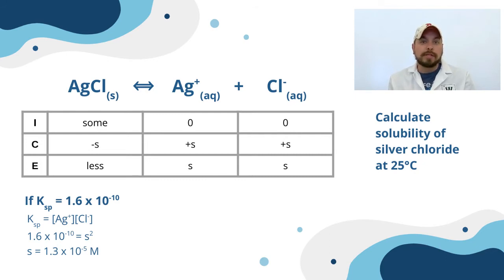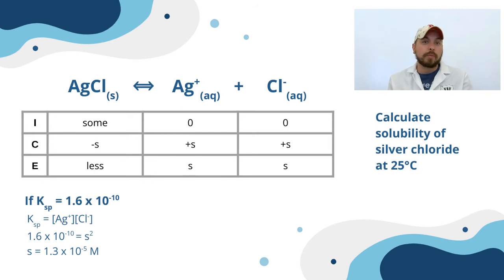The Ksp is 1.6 times 10 to the negative 10th, which means that the square root of my Ksp is going to be equal to s, our solubility, and that, without a common ion present, is 1.3 times 10 to the negative 5th. So the solubility of this compound, silver chloride, without a common ion present, is going to be with an exponent of 10 to the negative 5th. Okay, so that's the thing to keep in mind here.